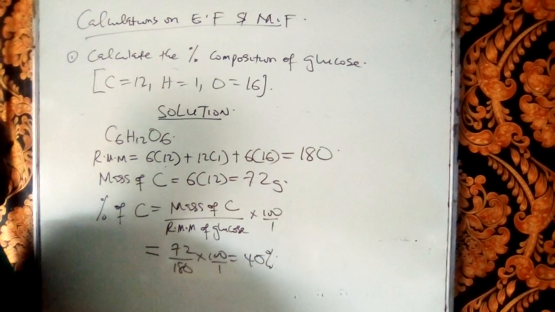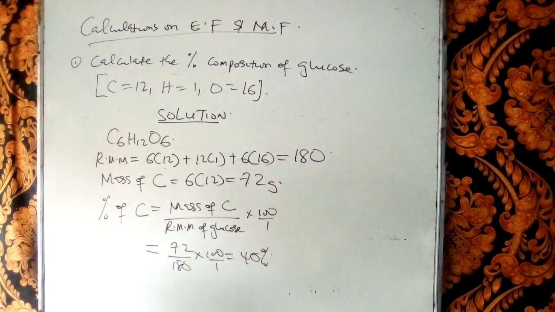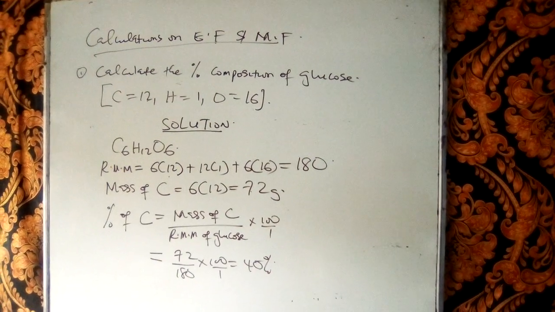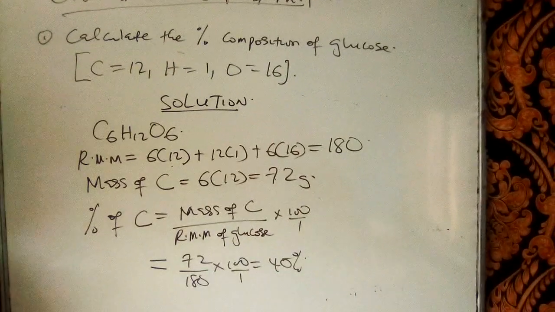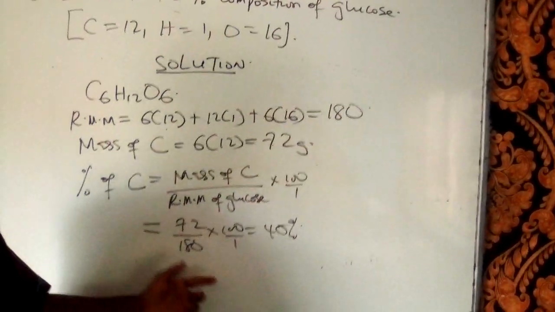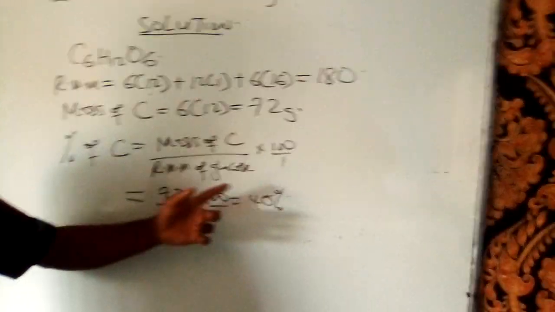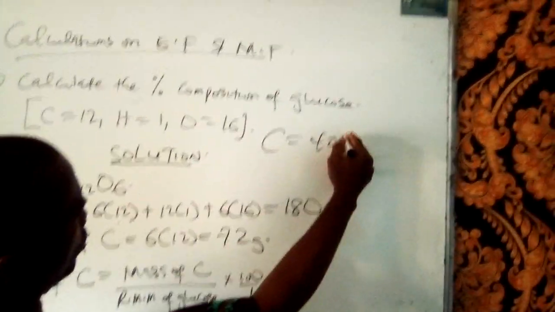Is it 40? Let me verify the answer for carbon in glucose. So that's right, 40%. So this is the percentage of carbon in glucose. So carbon is giving us 40% in glucose.